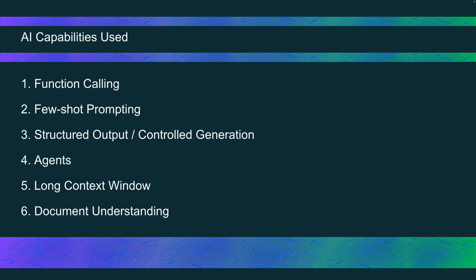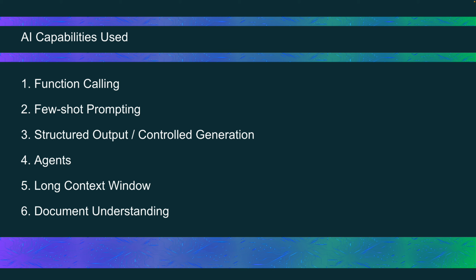Few-shot prompting. By providing just a few examples within the prompt, the model can better understand how to respond appropriately across different types of queries. Structured output and controlled generation. Structured output means the AI responds in a clean, organized format. Controlled generation ensures those outputs are reliable and consistent, using techniques like temperature tuning to avoid randomness and keep things clear. Agents. This whole system is agent-powered. An AI agent is more than just a chatbot. It's a decision-making system that can autonomously perform tasks, respond intelligently, and adapt to goals based on user input.